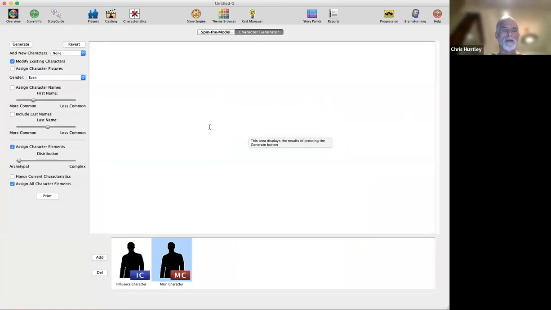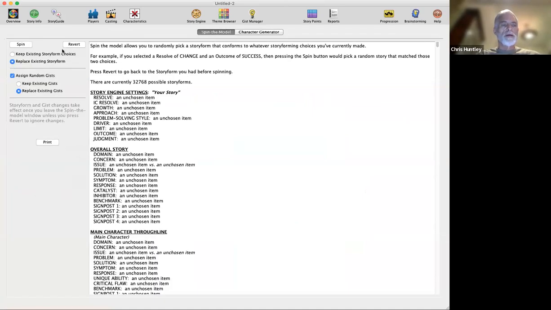So you go to brainstorming, and this is a blank file. There are two features, spin the model and the character generator. With spin the model, you can keep existing story choices or replace them all, and assign random gists, keeping or replacing existing ones. The idea is if you want to do a failure bad story, you can pick failure bad, or you want the main character in a particular domain, or any parts where you say, I know I want this.